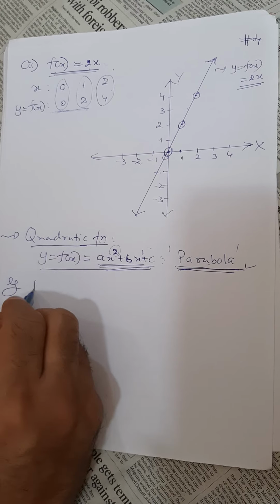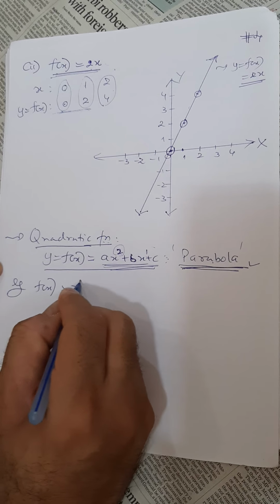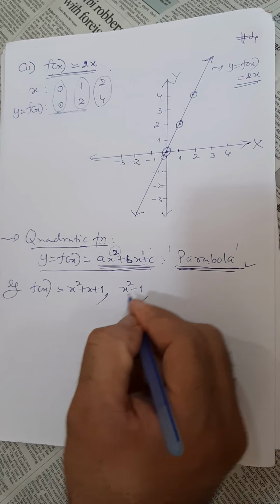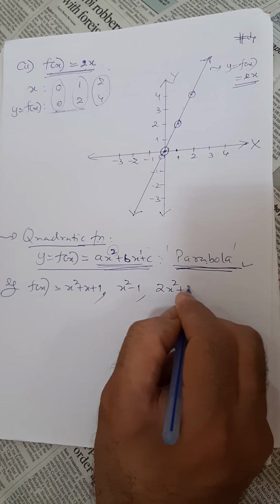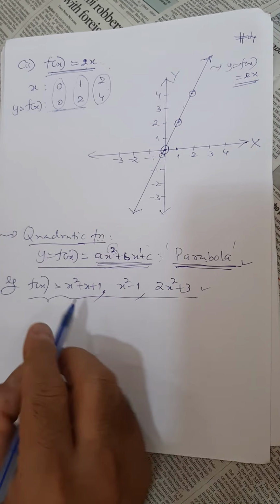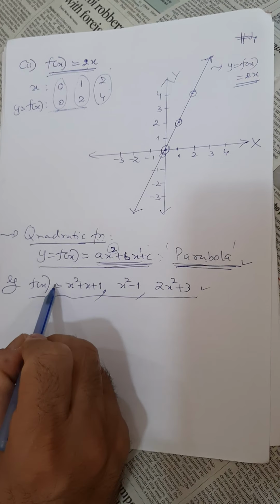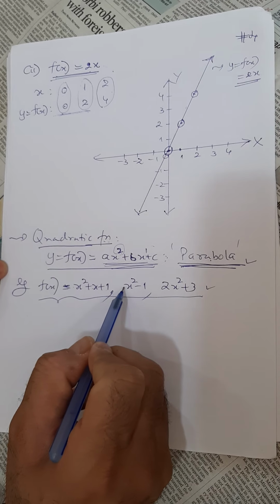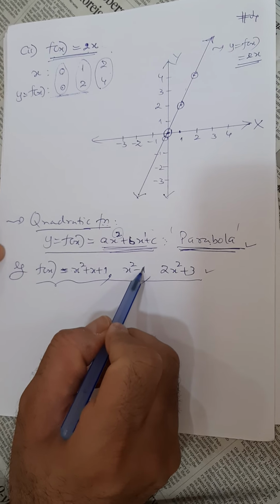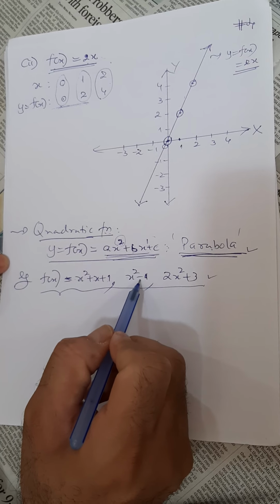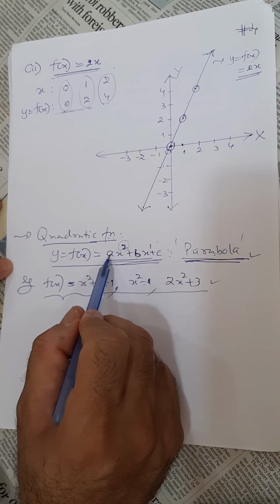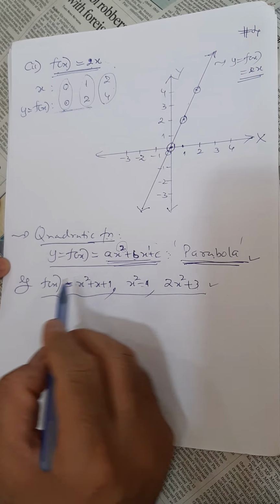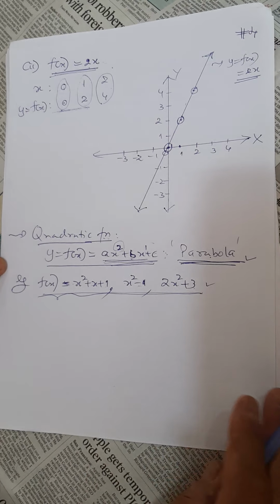Such functions are the quadratic functions. If I write x square plus x plus 1, x square minus 1, or 2x square plus 3, these are all quadratic functions. Looking at the first, a is 1, b is 1, c is 1. Here a is 1, the x term is not there, so b is 0, and c is minus 1. Here a is 2, the x term is not there, so b is 0, and c is 3. So these are nothing but quadratic functions.